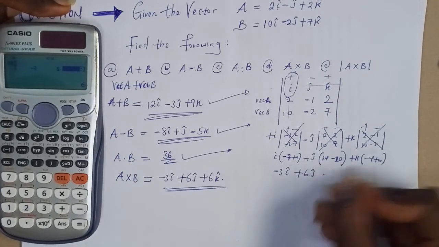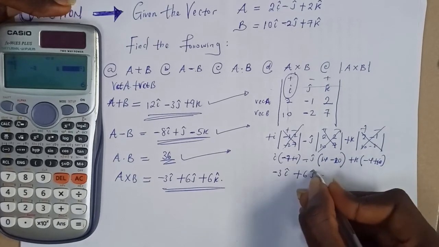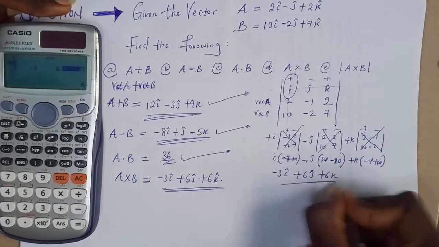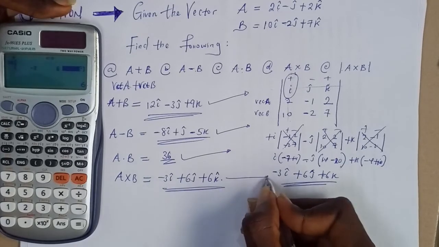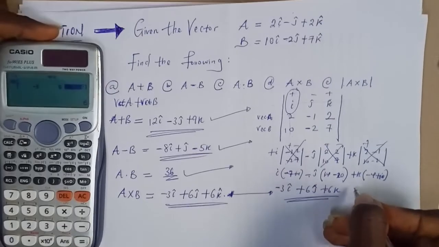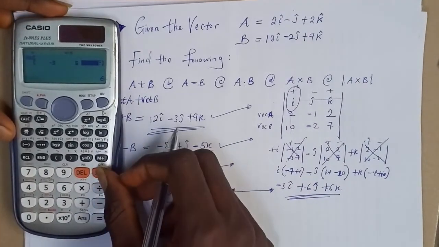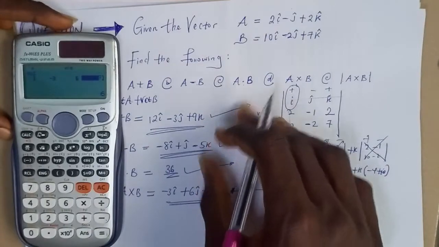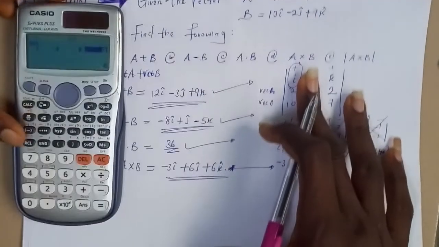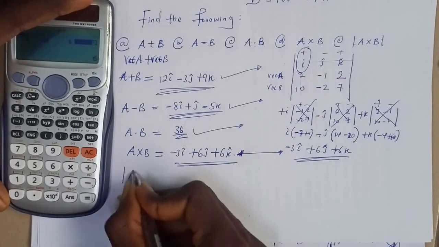Then this will also give us what? Minus 4 plus 10, that is positive 6. That's plus 6k. As you can see, the two results are very correct. The two results give the same thing. So guys, that's how to use the natural display calculator to solve vectors. So then the last one I'm seeing here is the magnitude. How do you find the magnitude of A cross B?